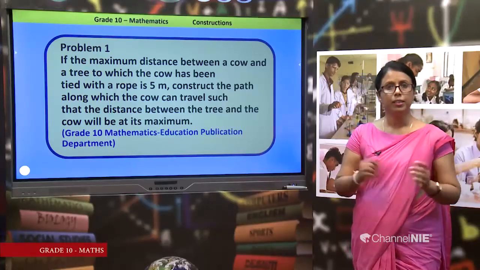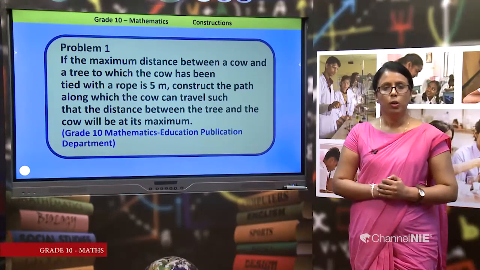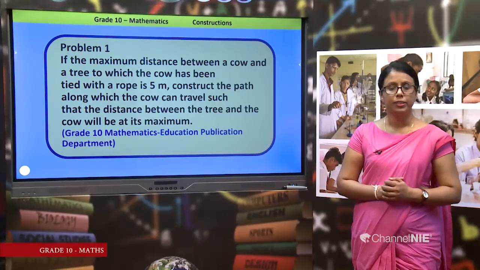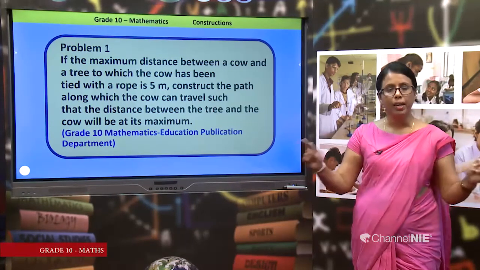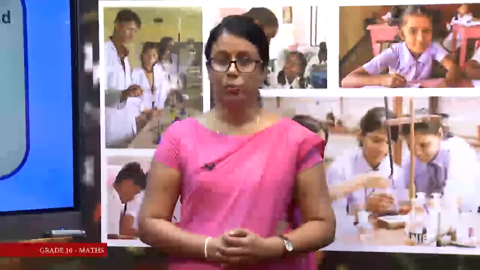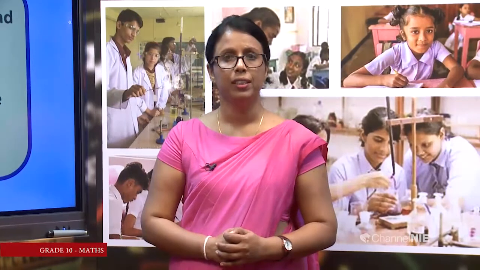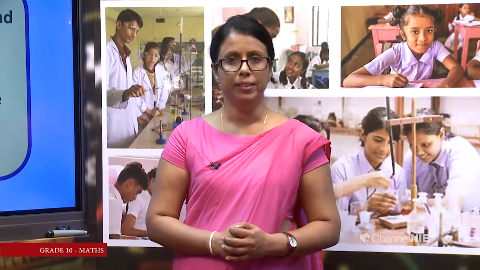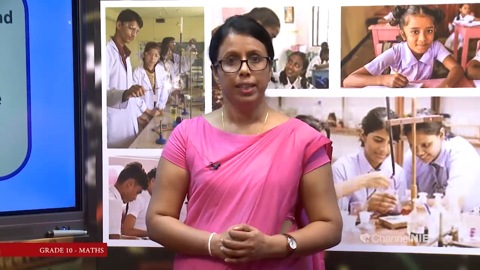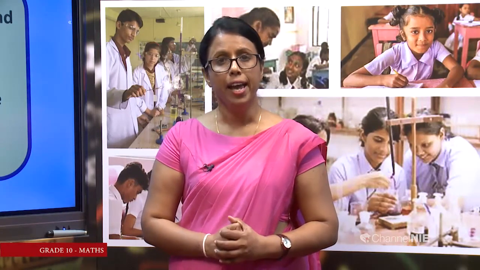What is the third locus that we learn? Locus of a point moving at a constant distance from a line. That is a parallel line. What is the fourth one that we have learned? Locus of a point moving equidistant to intersecting 2 straight lines. That is the angle bisector.